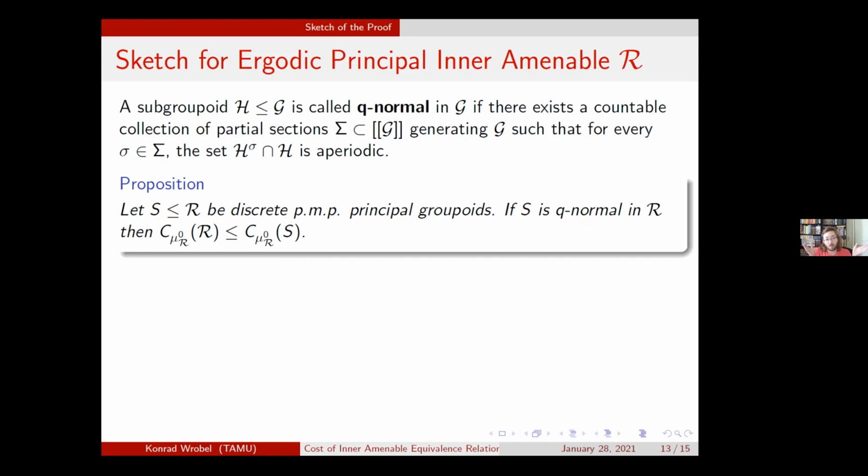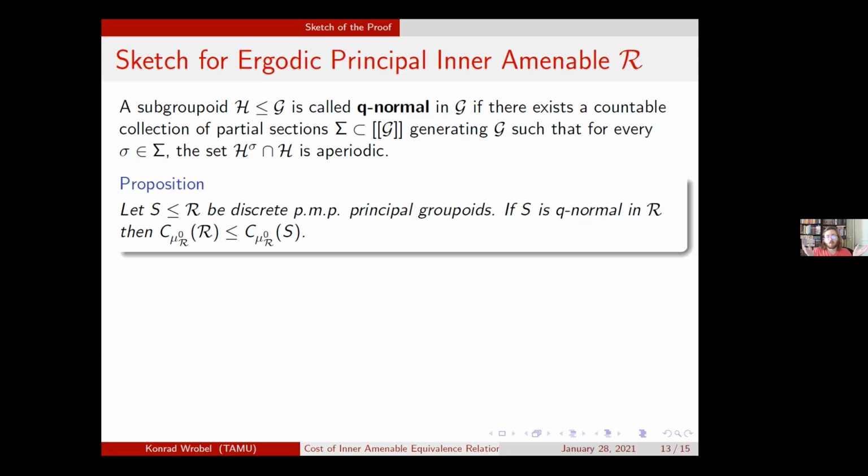I should mention this notion of Q-normality was originally introduced by Popa in 2004 or 2006, sometime along those lines. And it was observed by several people, I think Furman originally, that if you have an equivalence relation that's Q-normal in another equivalence relation, then in fact cost is monotone. Then cost can only decrease if you have a Q-normal subgroup of a given cost.